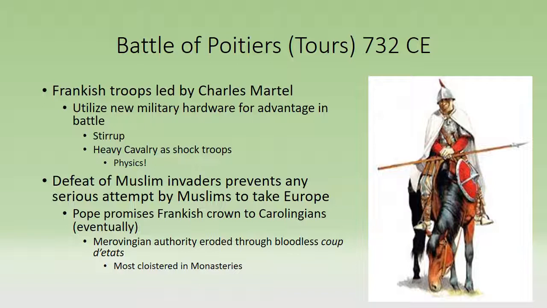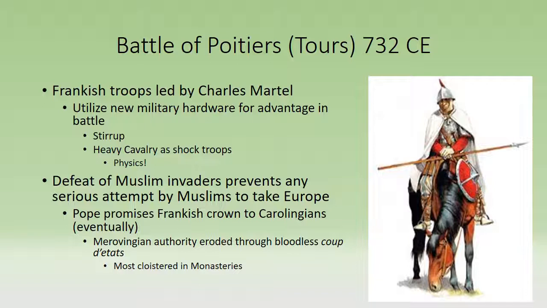Now, the Frankish troops are led by Charles Martel, and they utilize some new military hardware for advantage in battle. One of the big advantages that the Frankish and Germanic tribes had was to attach reinforced stirrups to their saddles, because heavy cavalry is very useful. You have a lot of weight with a very loud, brave set of warriors and horsemen who are plowing into foot soldiers. Foot soldiers basically had shields. Sometimes they had spears. Usually they were not terribly well equipped to deal with heavy cavalry.